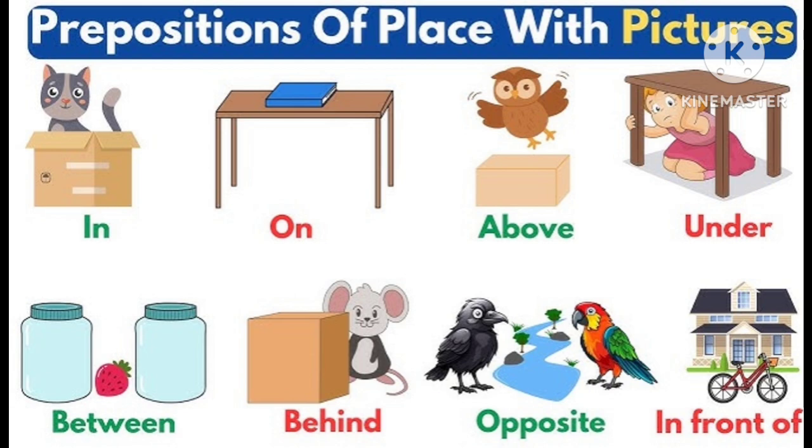Let's look at some of the examples of prepositions of place with some pictures. The cat is in the box. The book is on the table. The owl is above the box. The girl is under the table. The strawberry is in between the containers. The mouse is behind the box. Two birds are facing opposite to each other. A bicycle is parked in front of the house.